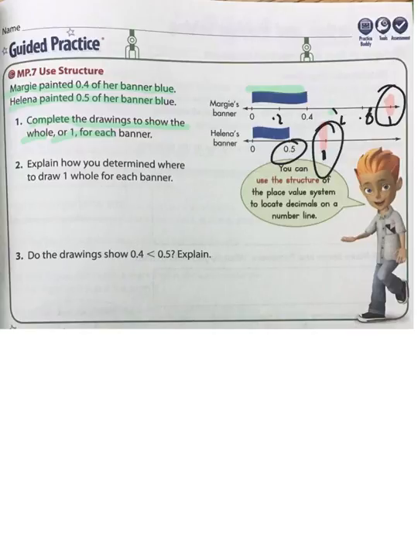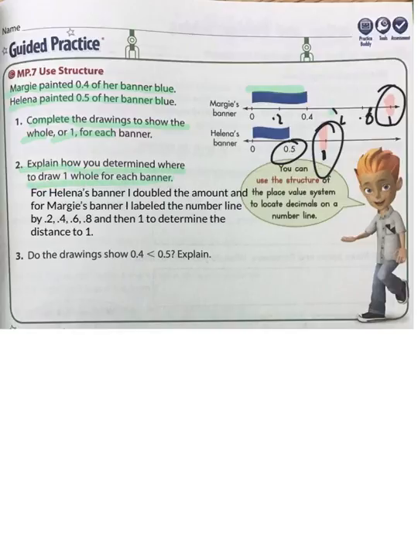Number 2, explain how you determine where to draw 1 for each banner. Okay, for Helena's banner, I doubled the amount. So, for example, from 0 to 0.5, I just doubled it right here. And for Margie's banner, I labeled the number line by 2/10, 4/10, 6/10, and then by 1 to determine the distance to 1. So we have 2/10, then 4/10, then 6/10, then 8/10, then 1.